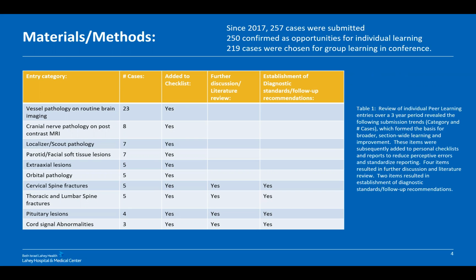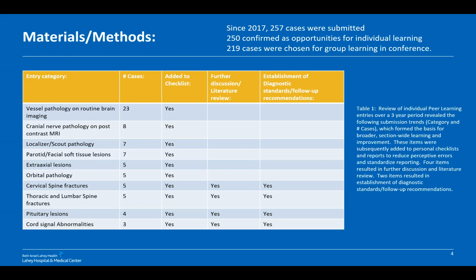23 involved vessel pathology, including thrombosis, aneurysm, or dissection. 8 involved abnormal cranial nerve pathology. 7 cases each included findings on localized or scalp images and facial lesions. 5 cases each included extraaxial lesions, cervical, thoracic, or lumbar spine fractures, and orbital pathology. 4 cases related to pituitary lesions and 3 to cord signal abnormalities.